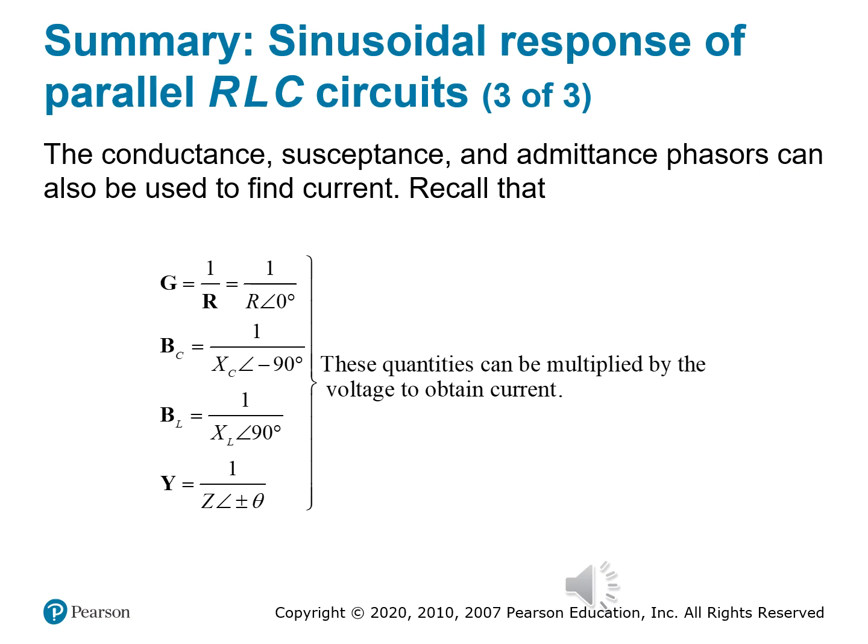And last but not least, the inductive susceptance, denoted by B sub L. This is equal to 1 over X sub L at an angle of 90 degrees, and this one points upwards. And the total admittance, you ask? Well, that's denoted by Y, and it's going to be equal to 1 over Z at an angle of plus or minus theta. This bundles them all into one complex entity.